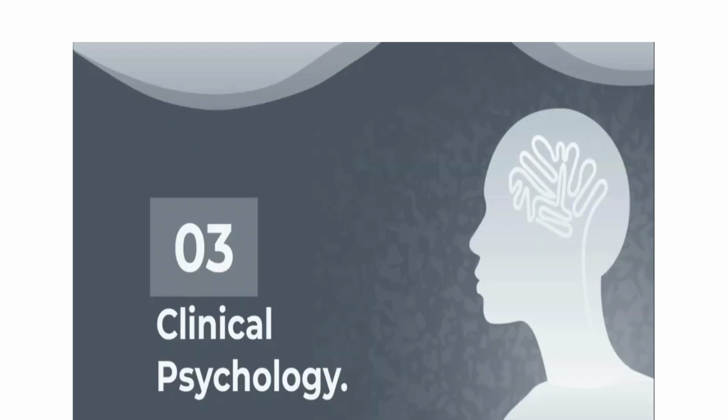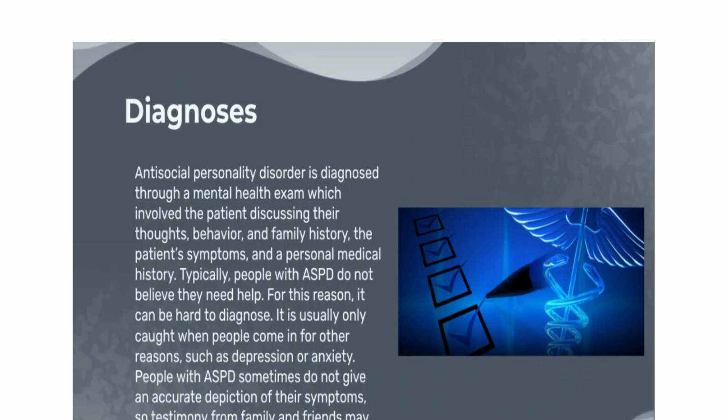Part 3, clinical psychology. Diagnoses. Antisocial personality disorder is diagnosed through mental health exams, which involve the patient discussing their thoughts, behaviors, family history, and symptoms. Typically, people with ASPD do not believe that they need help, so it's kind of hard to diagnose.